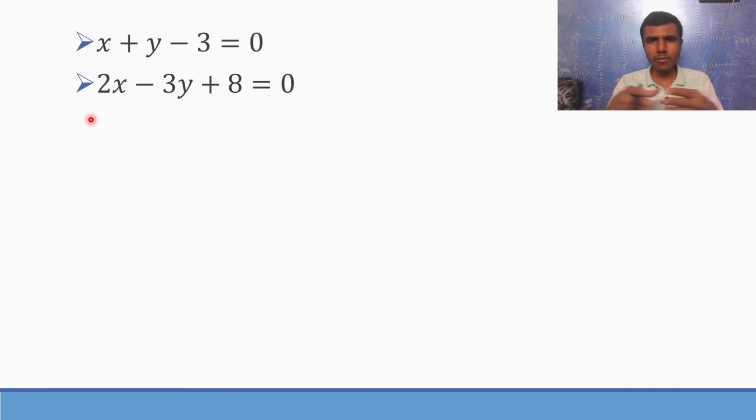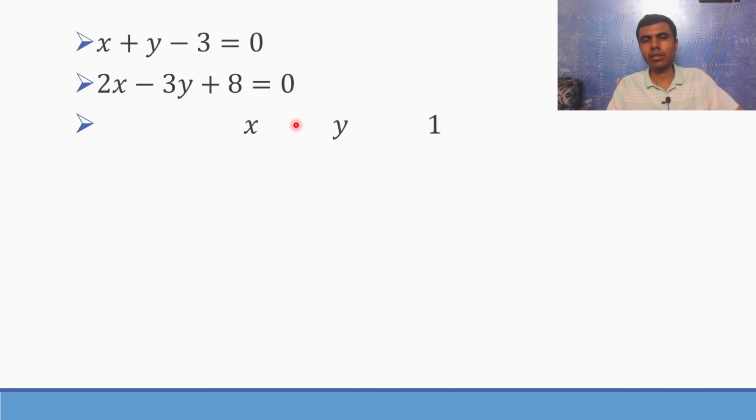Generally, I would recommend you to use the cross multiplication method. If you are comfortable with using the elimination method to solve the equations, that is also fine, but make sure you mention properly that you're multiplying equation 1 with 3 and then adding, or something like that, whatever steps you want to take. With this, let's move forward.